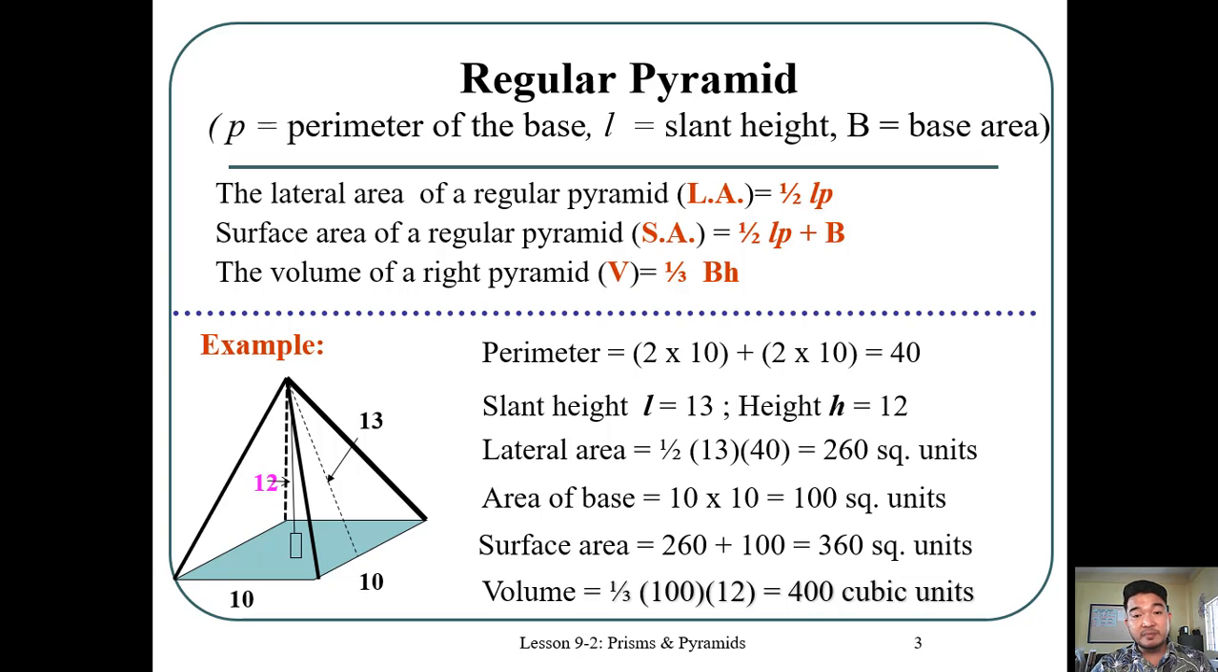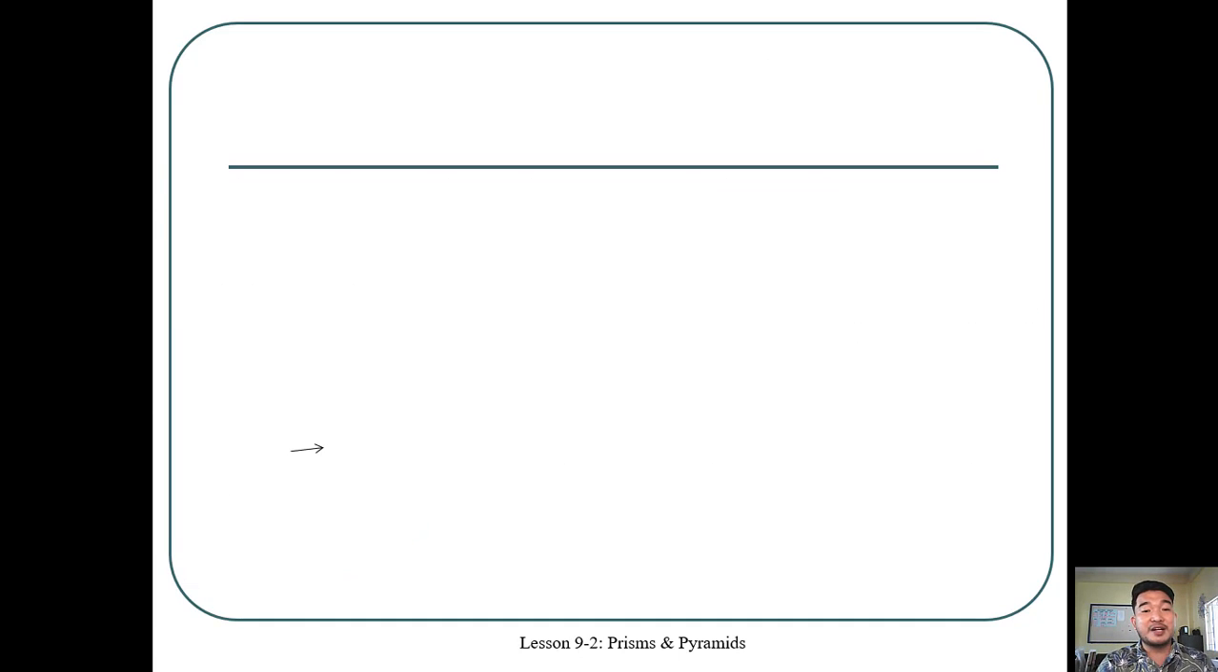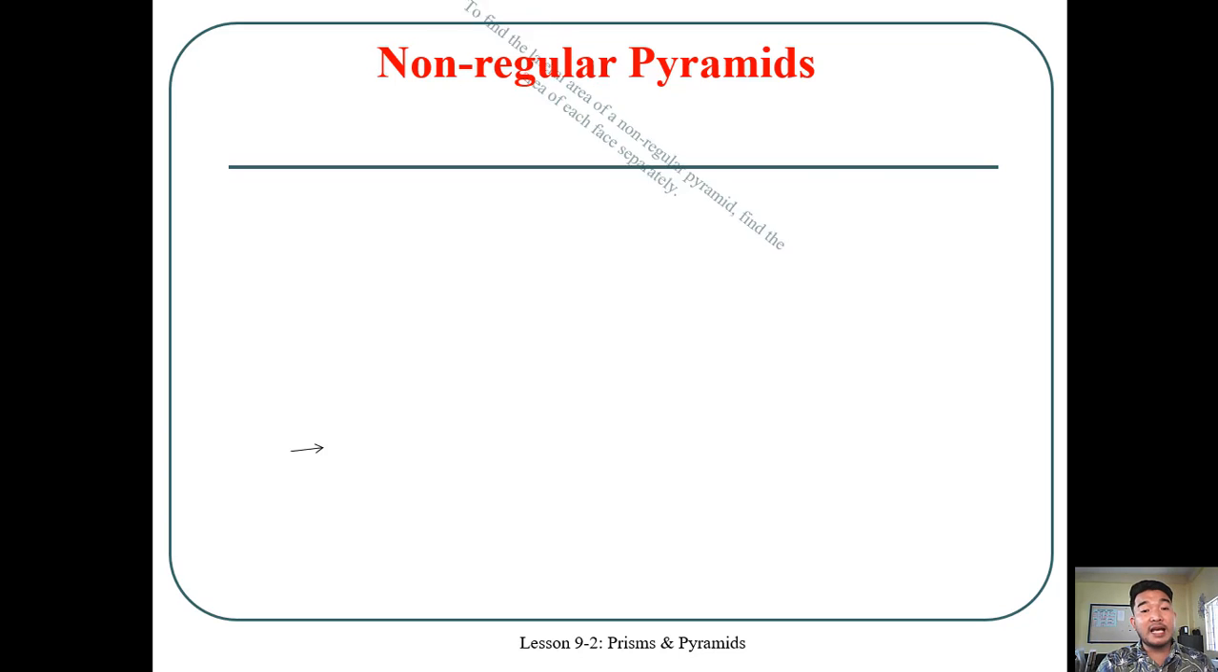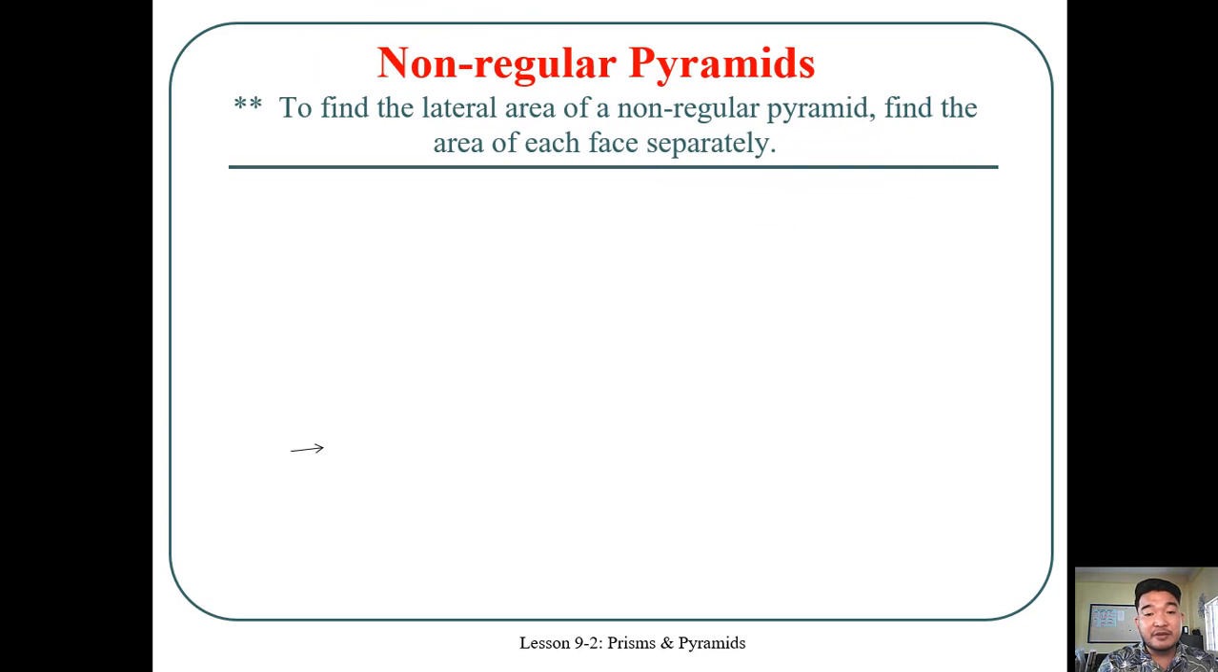For the volume, the unit that we are using is always expressed in cubic units. So there you go, the ways on how to solve SA, LA, and volume of a regular pyramid. What if the pyramid is not a regular pyramid? To find the lateral area of a non-regular pyramid, find the area of each face separately.